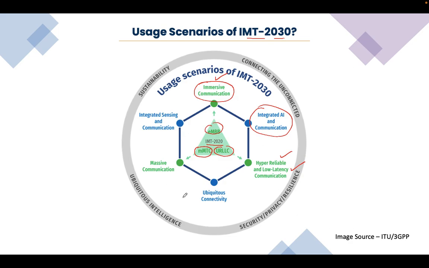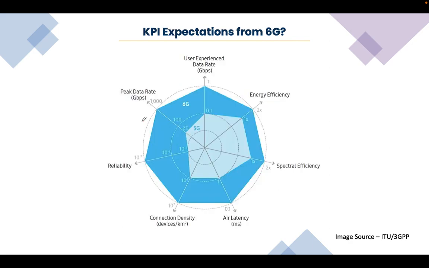We are also talking about ubiquitous connectivity. We are talking about massive communication, which is nothing but the extension of mMTC, and we are also going to talk about a lot of sensors by using a use case of integrated sensing and communication. So 6G is going to enable a lot of sensing technologies, and a lot of sensors will be integrated with the 6G network. Let us try to understand the KPI expectations of 6G.